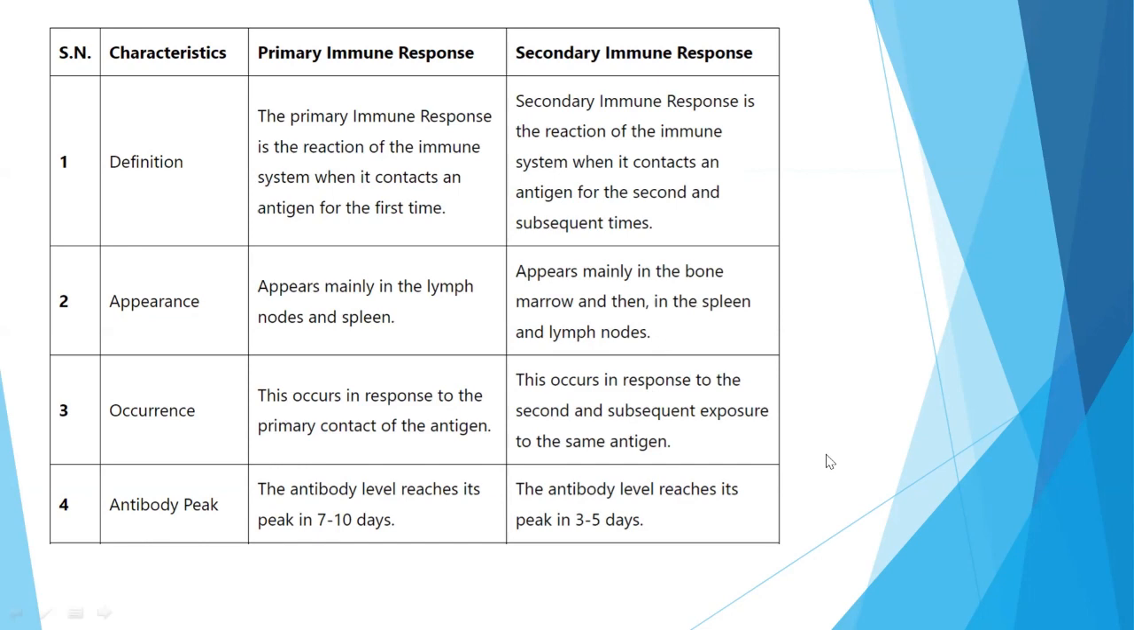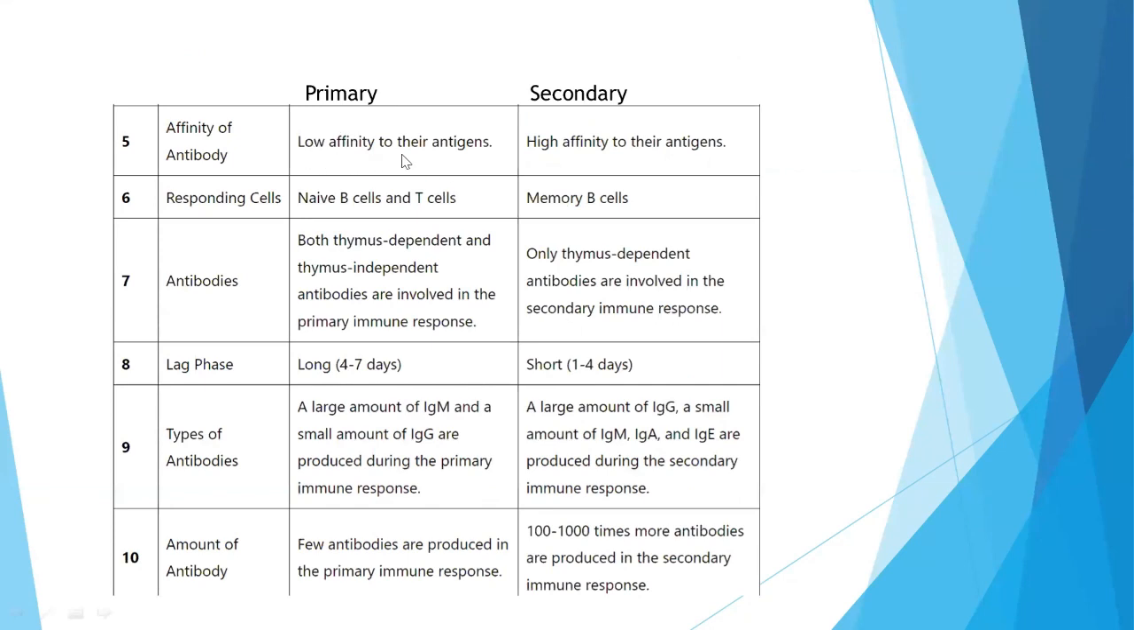In the primary response, the antibody level reaches its peak in 7 to 10 days, whereas in the secondary it takes around 3 to 5 days. There is low affinity of antibody to their antigens in the primary, whereas there is high affinity in the secondary. The responding cells in the primary are naive B cells and T cells, whereas in the secondary the responding cells are memory B cells. Both thymus-dependent and thymus-independent antibodies are involved in the primary immune response, whereas only thymus-dependent antibodies are involved in the secondary. The lag phase is long in the primary, that is 4 to 7 days, whereas it is short in the secondary.